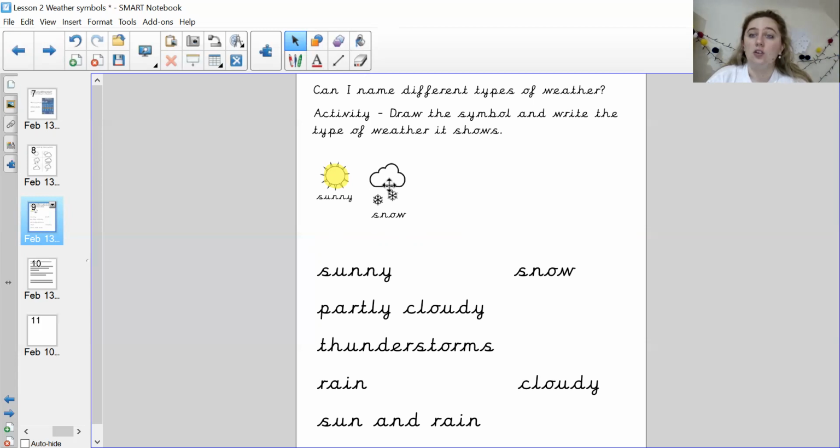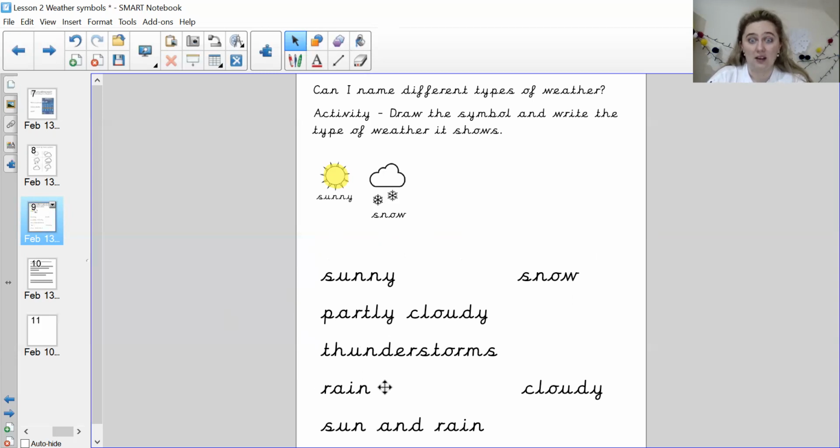Next, I'd like you to draw snow, and then write snow next to the symbol, okay, to tell me what it means. I would like you to do that for all the symbols, okay? And here, I've given you the words so that you can copy, magpie the spellings off there, okay?